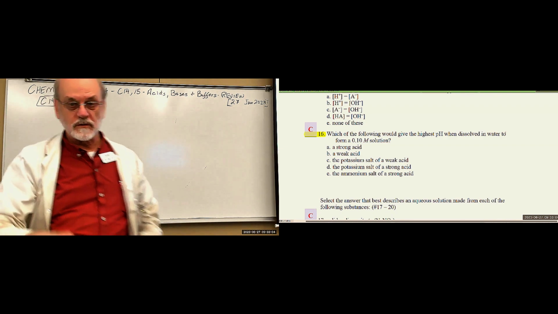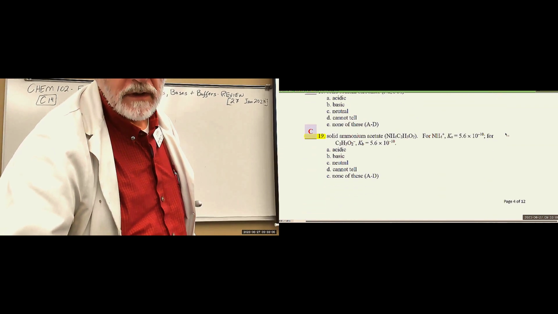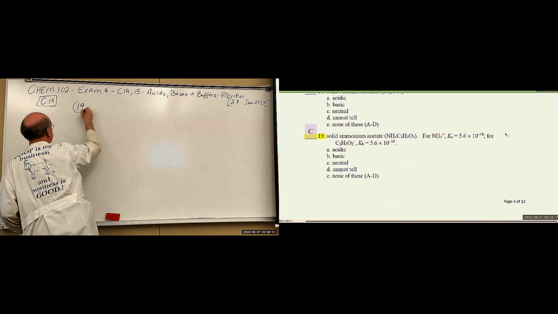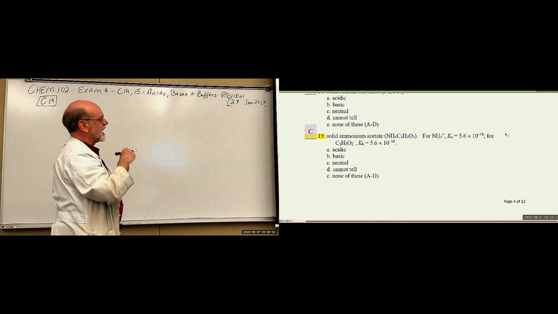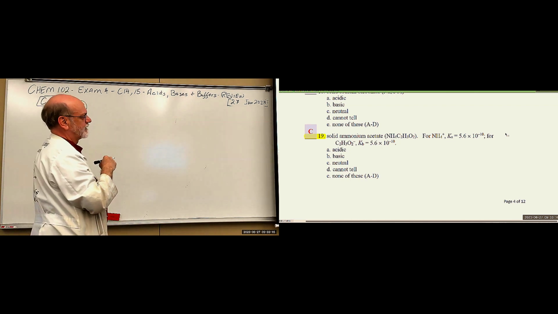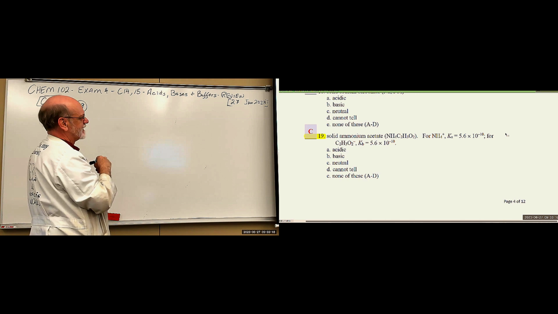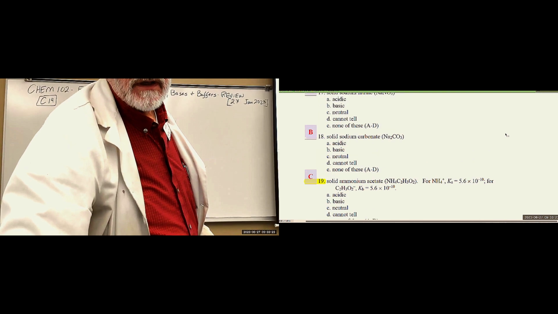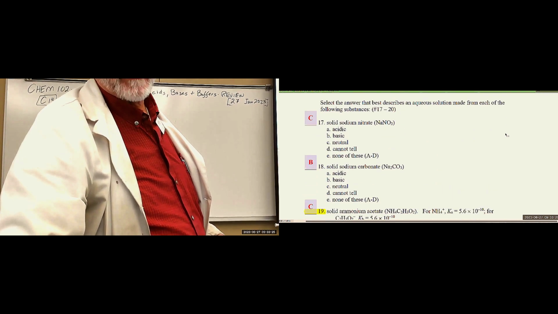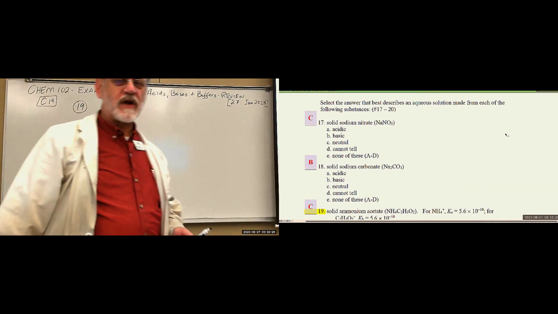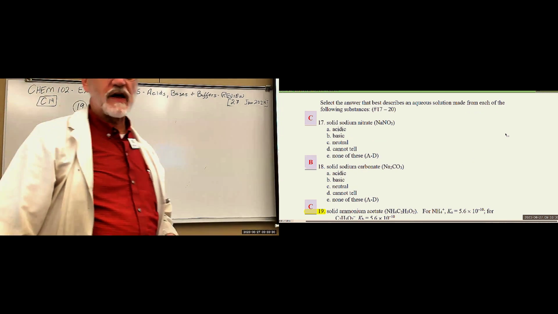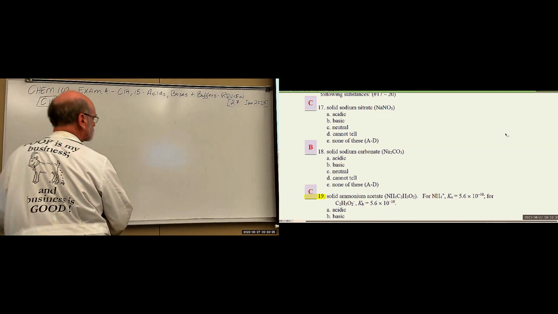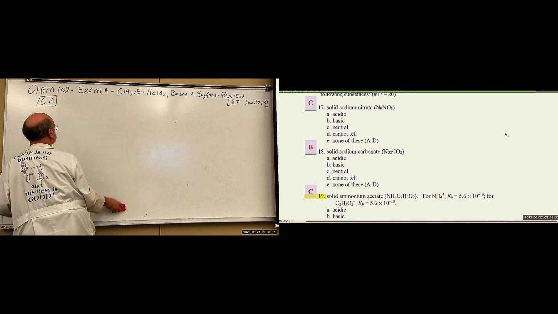Let's see, we're going to scroll to the next one. 19. Solid ammonium acetate. There must be more than one. Okay, here we go. Select the answer that best describes an aqueous solution made from each of the following substances. Okay. Well, we can do them all because they're related.